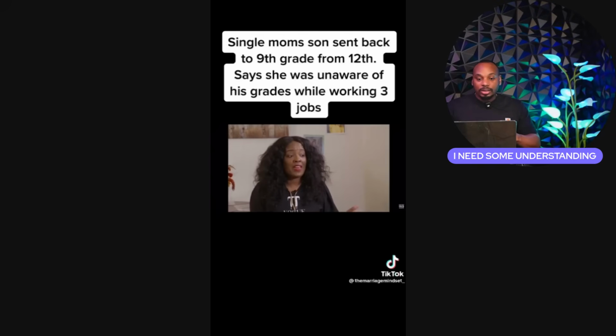But I see why the caption says single mom sent back to 9th grade from 12th says she was unaware of his grades while working 3 jobs. People get very upset at me when I discuss this topic, but it all comes back to family planning and family structure. You have a situation here where obviously she was trying to provide financially for this child and she had no clue what was going on with his schooling. Kids will tell you anything. You have to make sure you're being an active participant in their education, having a direct line with their teachers to see what's going on.